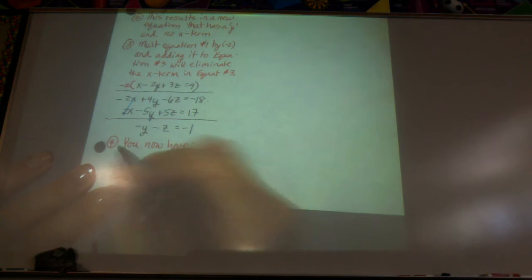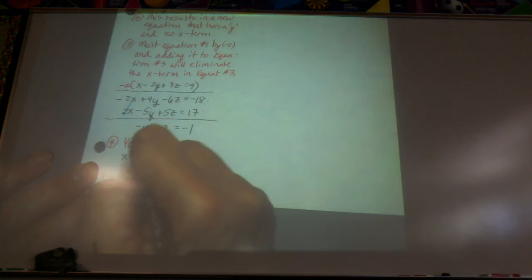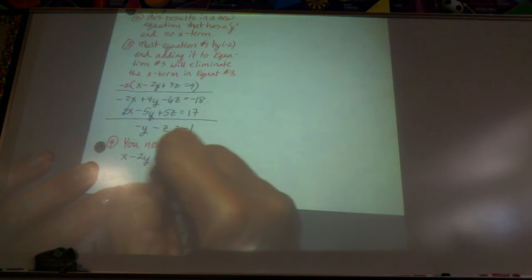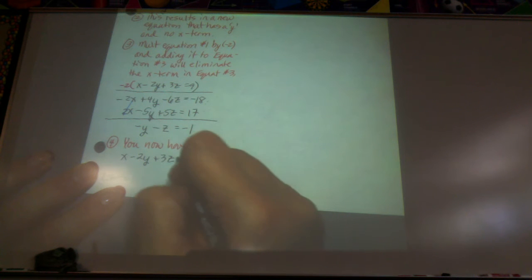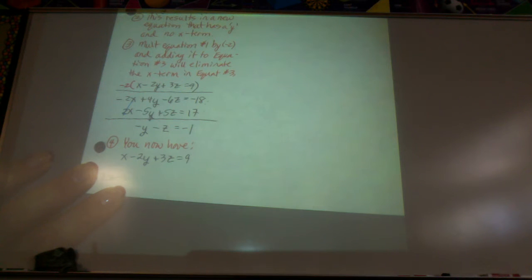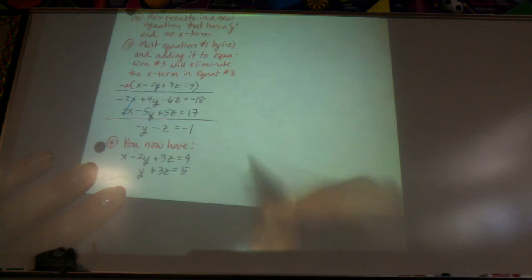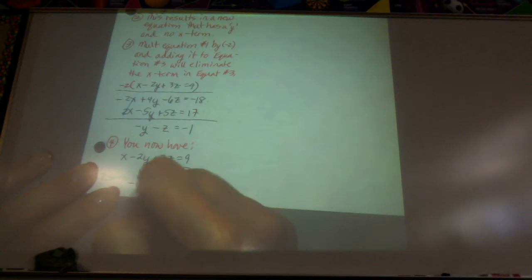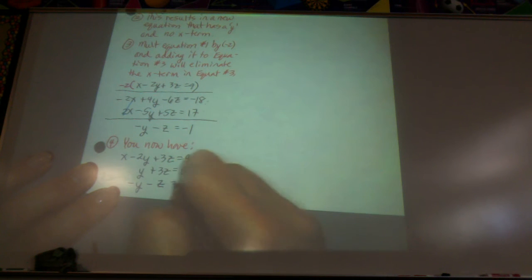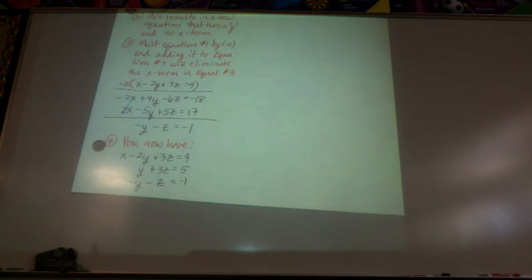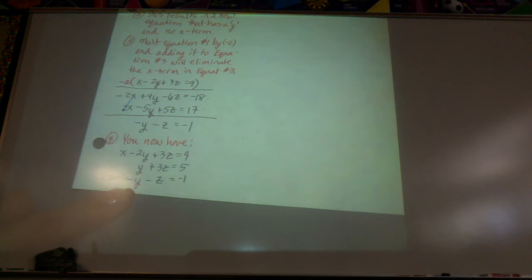So our first equation is still x minus 2y plus 3z equals 9. My new second equation is y plus 3z equals 5. And then this one we just had is negative y minus z equals negative 1. So see how I'm almost stair-stepped all the way? I'm stair-stepped from here to here, but now I have to get rid of this one. How do you propose we do that?